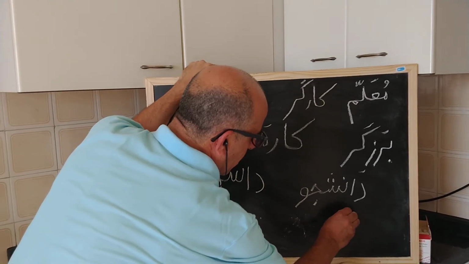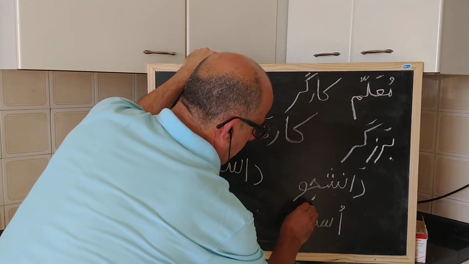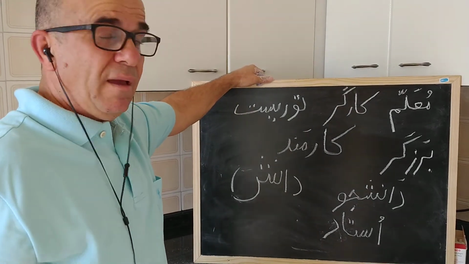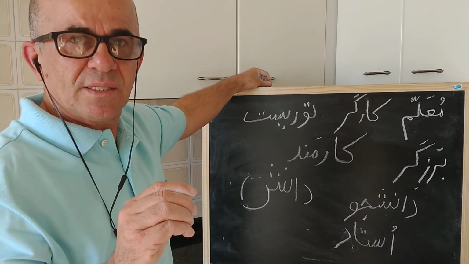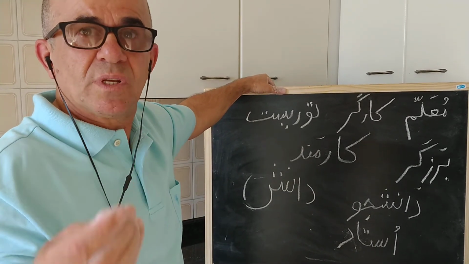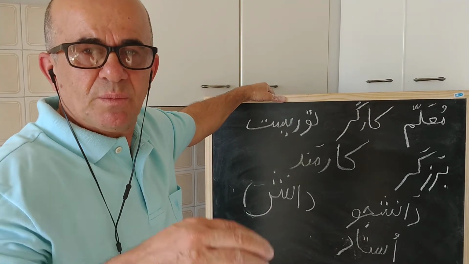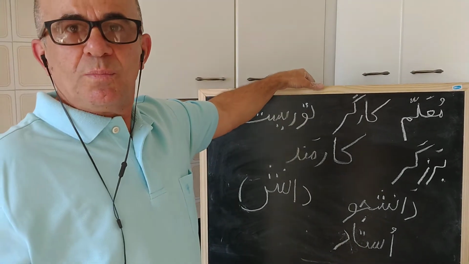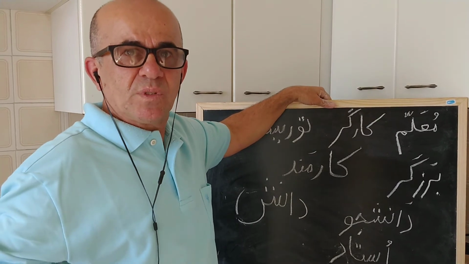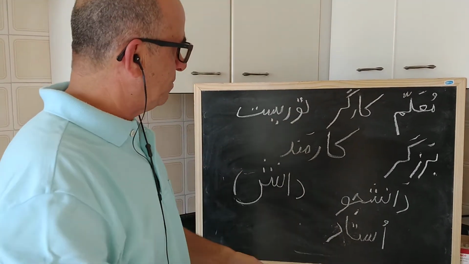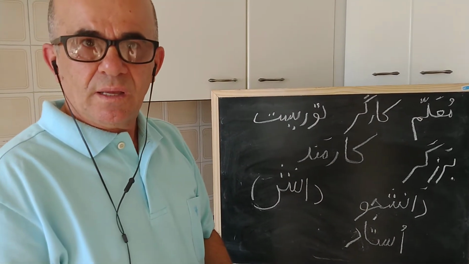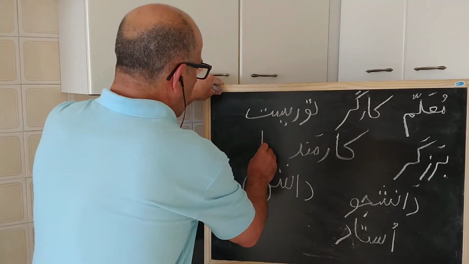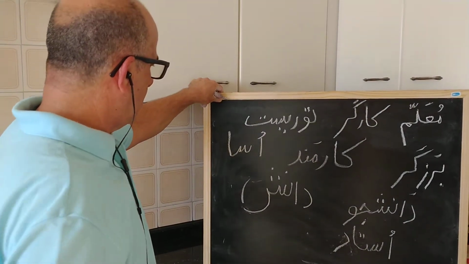Ostad. This is university teacher. Ostad is also used for builders, like somebody who works on construction, somebody in charge, okay? We also call people ostad, which means you're a master, somebody who knows a lot. But for builders, for construction workers, when we want to call them, sometimes we don't say ostad, we say usta.